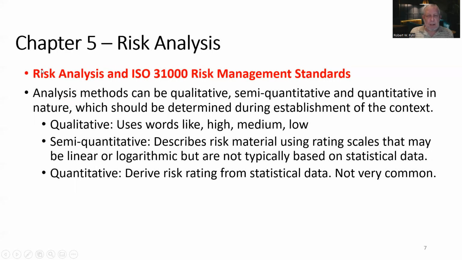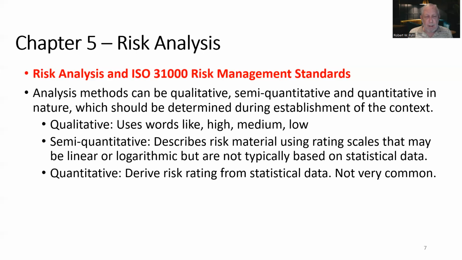Analysis methods can be qualitative, semi-quantitative, and quantitative in nature, which should be determined during establishment of the context, way back when you first start this whole process. Now, qualitative methods use words like high, medium, low, big, all that type of thing, but they use words. Semi-quantitative describes risk material using rating scales that may be linear or logarithmic, but are not typically based on statistical data. In other words, you can put numbers like high being 3, medium 2, low 1. You can do that too, and that makes it semi-quantitative.